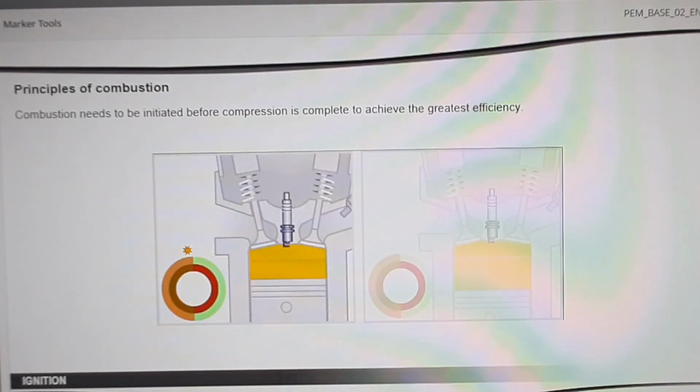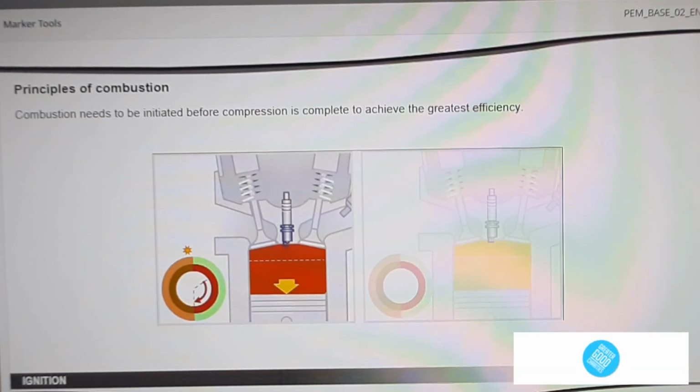If combustion is initiated at top dead center, TDC, the pressure caused by combustion is at its maximum after the piston has already gone downwards. The force exerted on the piston therefore only applies in part of the power stroke. The torque produced is low.